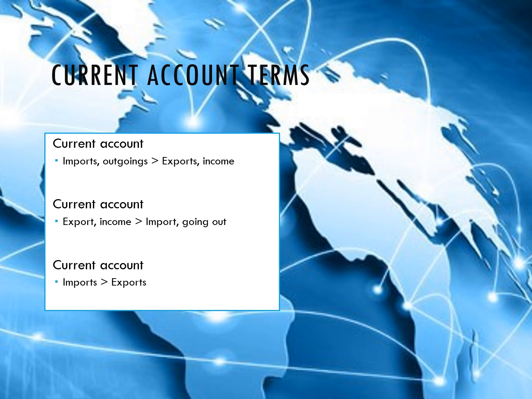Okay, so if we look at the current account, we need to be able to use some terminology here. Let's imagine, in the first scenario, that imports are greater than exports. So the money we're spending on things from abroad is greater than the income we're earning from things we're selling abroad. In this situation, where the outgoings are greater than the incomes, the negatives are greater than the positives, we would say that there's a current account deficit.